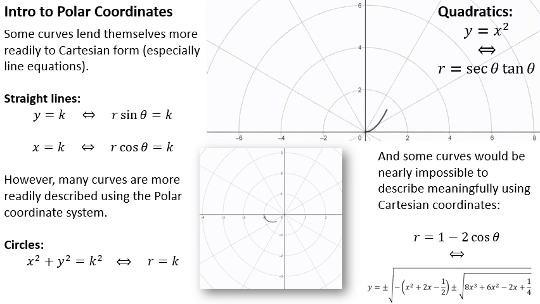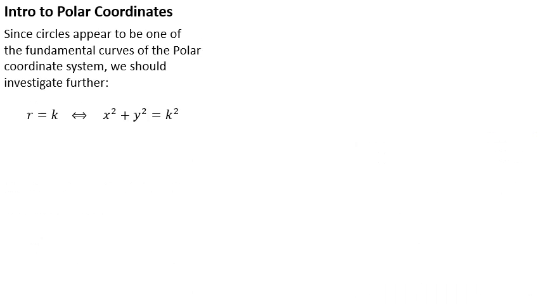If you're curious, this is what r equals 1 minus 2 cos theta looks like. It's not the kind of thing anyone's going to ask you to draw in a Cartesian form, but in polar form it works out quite nicely, and it's the kind of thing you will learn how to sketch. But first, we're going to look a little more closely at circles.